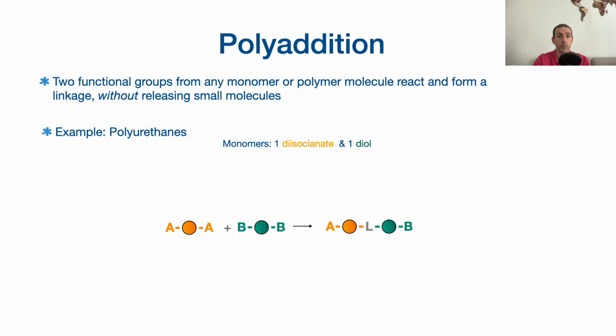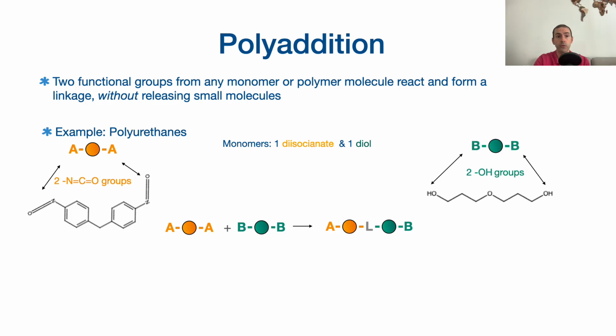So let us make an example on polyurethanes. What do we need? We need one diisocyanate and one diol. A diisocyanate is a molecule with two NCO groups, and a diol molecule has two OH groups. Now, look at this. This is interesting. The groups A and B this time represent completely different things. But this is the beauty behind this versatile formalism.